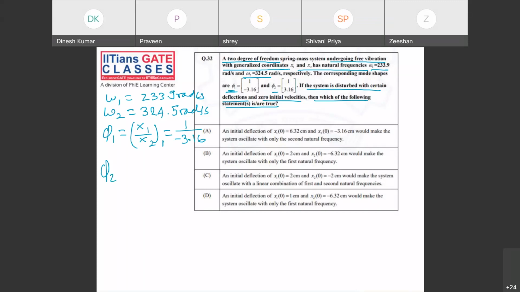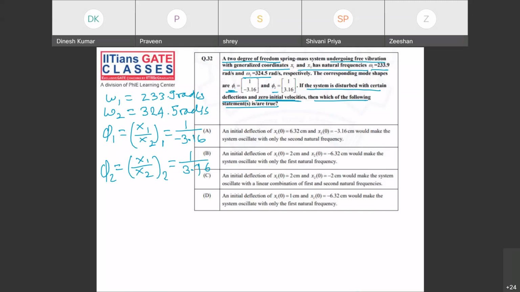It is corresponding to the second mode, or you can say corresponding to the second natural frequency. So it is again x1 by x2. It is 2, and it is given how much? 1 upon 3.16.